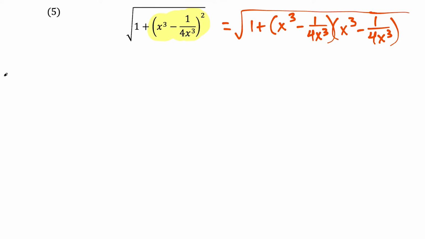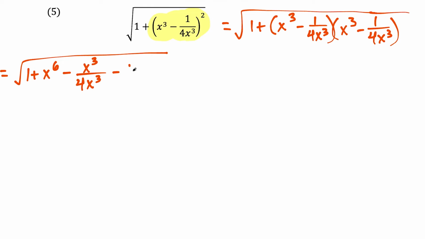So in the next line, this is all equal to the square root of 1 plus, that's not being multiplied, so we just write 1 plus, and then x to the third times x to the third is x to the 6. We have x to the third times the fraction at the end giving us minus x to the third over 4x to the third. Just know when we multiply a single term by a fraction, we just multiply the x to the third by the numerator. And then next, we're going to distribute this fraction. So we have minus 1 over 4x to the third times x to the third gives us another minus x to the third over 4x to the third.